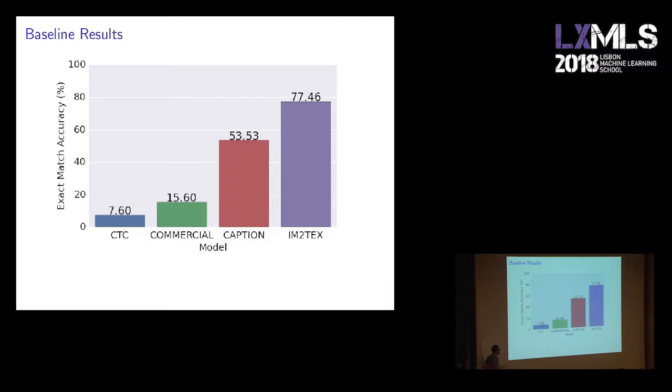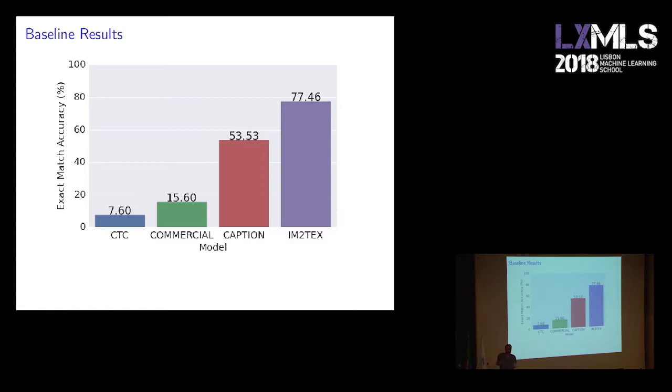So let me skip to the fun part. Basically, taking OpenNMT on this type of problem, you can do it quite well. On the left here, we have a commercial system for this task, one that you can download online, and it's able to get to 15.6. With an off-the-shelf image captioning system, you get to about 53%. And with our model, we get up to 77% on this task.